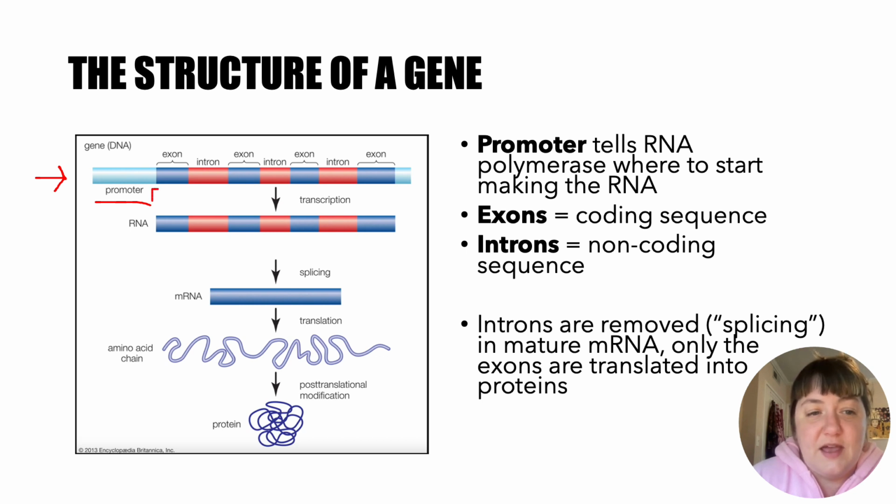The other important part of the gene is these regions called exons and introns. Essentially, exons are the coding sequence, so that's what's going to actually code for the protein, and introns are non-coding. The introns are going to be spliced out during transcription to give you the mature mRNA. The mature mRNA will only have exons, so it only has the code for the protein, and that gets translated.